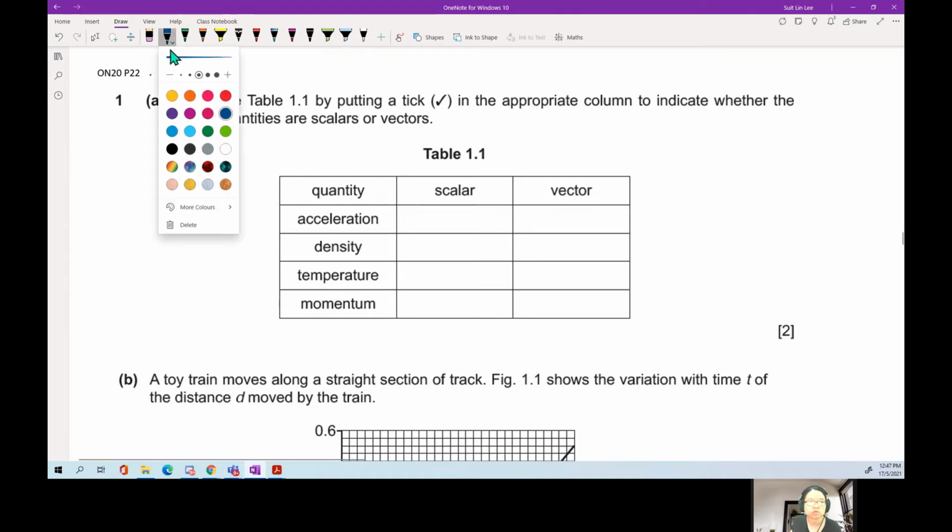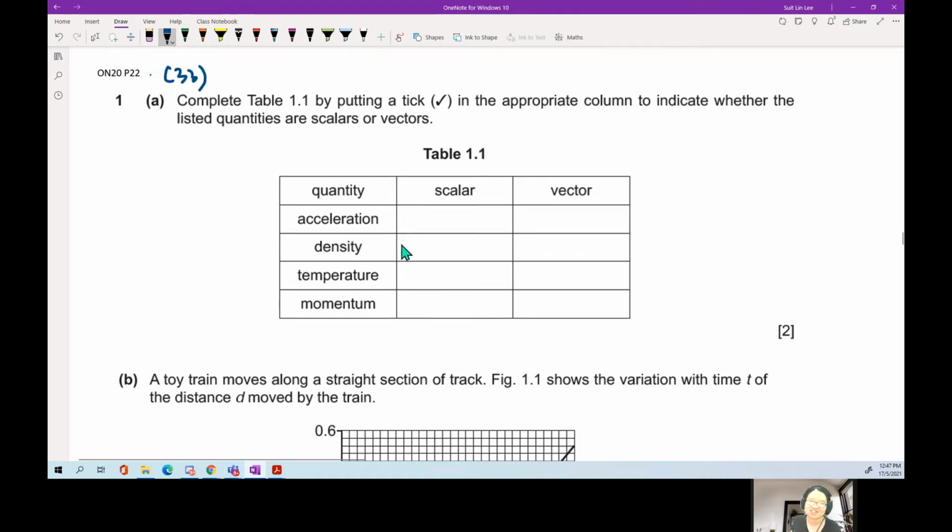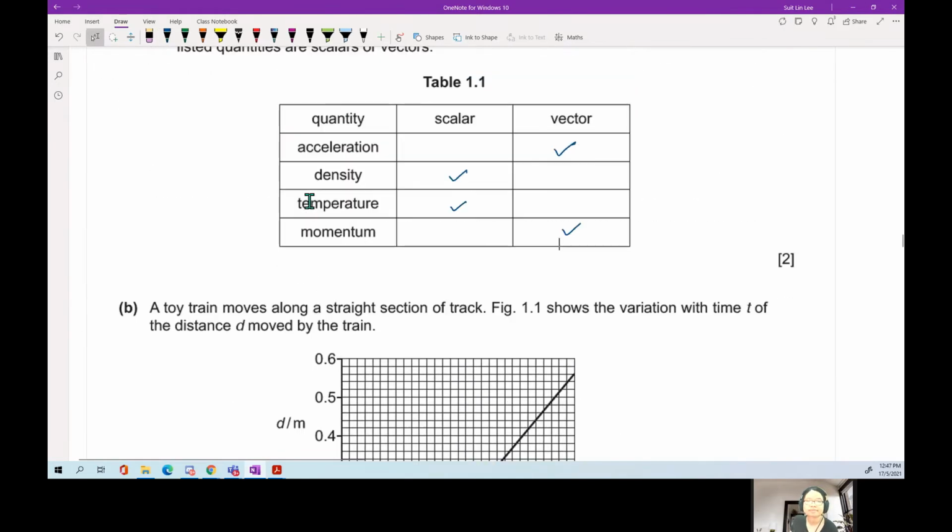It's beautiful or not, I'm not sure. But this one is easy. Scalar and vectors. Take vector, scalar, scalar, vector. Okay, next. Nothing to say, right? This one you should know.